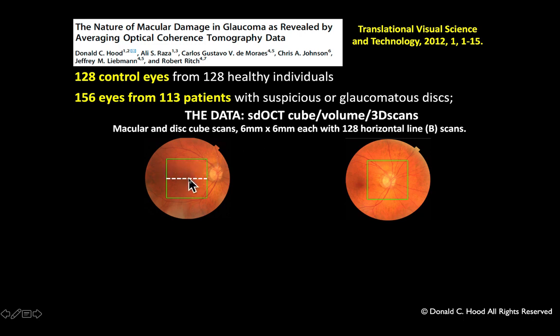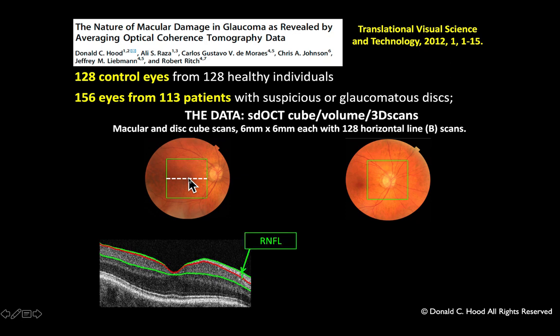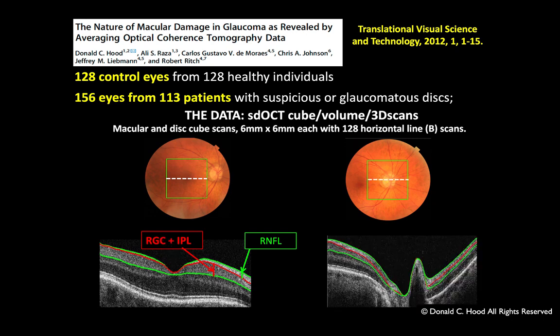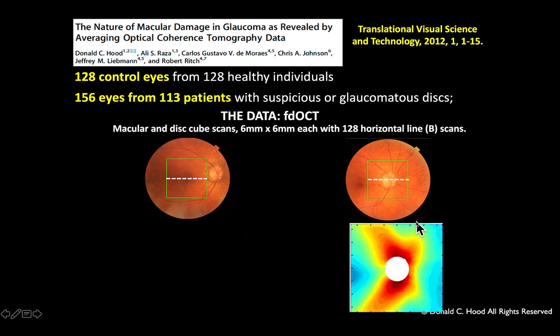This would be one of them right through the fovea. And on this, you can see the retinal nerve fiber layer, and you can see retinal ganglion cell plus inner plexiform layer. And whenever I say retinal ganglion cell layer in this lecture, I'm actually going to mean retinal ganglion cell plus inner plexiform layer. And same here. From this, we're going to get retinal nerve fiber layer. All right, here's a pseudo color plot where dark red is very thick and blue is very thin.